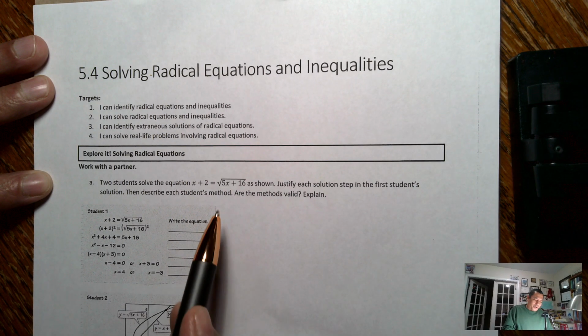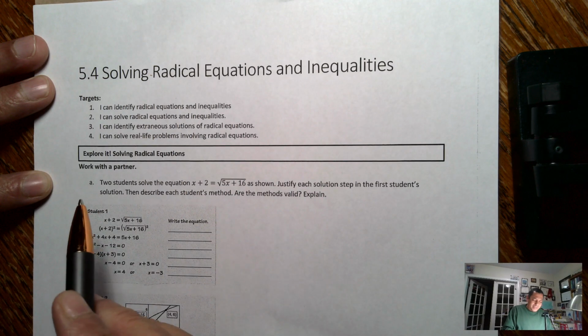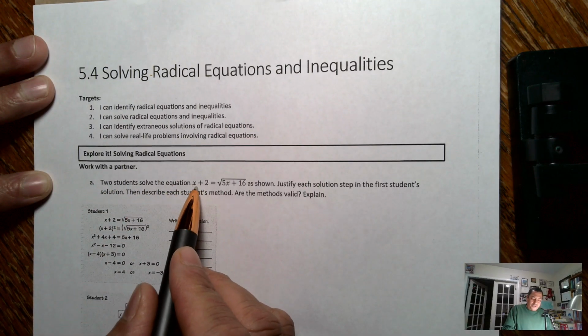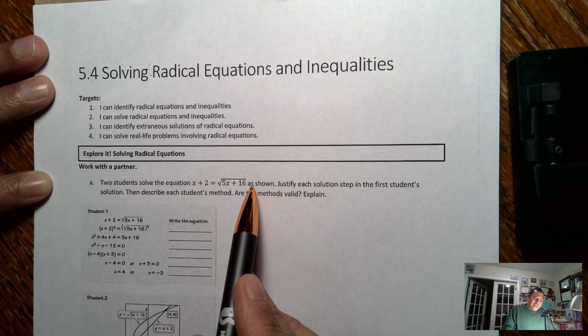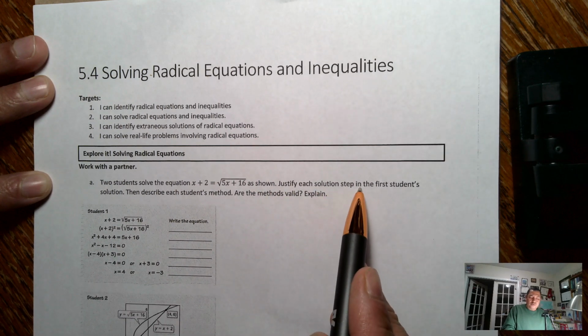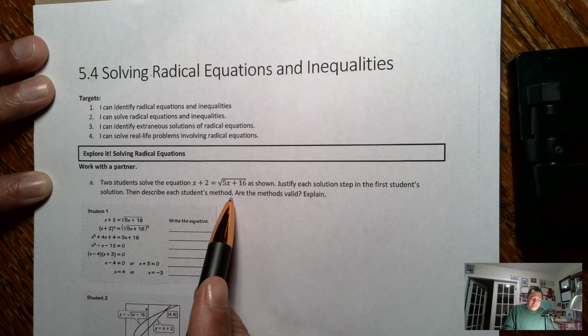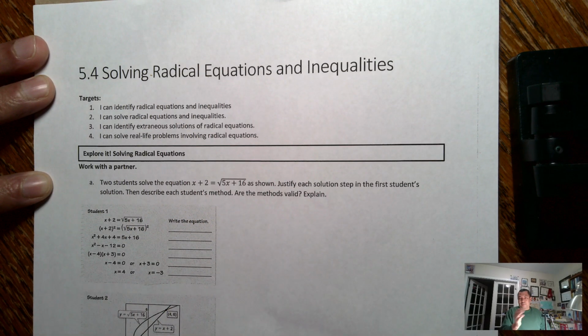So we're going to start with a problem that is kind of a warm-up. Two students solve the equation, with the following equations as shown. Justify each solution step in the first student's solution, then describe each student's method. Are the methods valid? Explain.